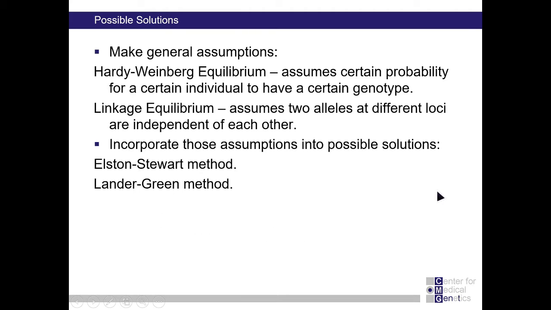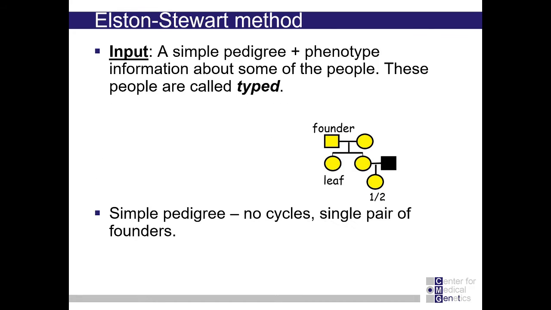Possible solutions. First is to make general assumptions. How do we make equilibrium? In Hardy-Weinberg equilibrium, it assumes a certain probability for a certain individual to have a certain genotype. Linkage equilibrium assumes two alleles at different loci are independent of each other. So we put these assumptions into possible solutions: the Elston-Stewart method or the Lander method.